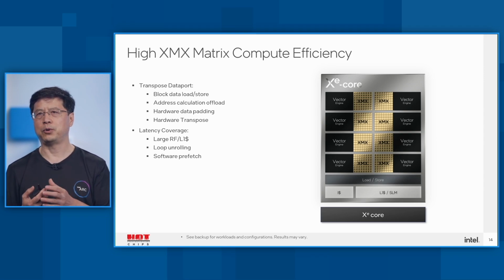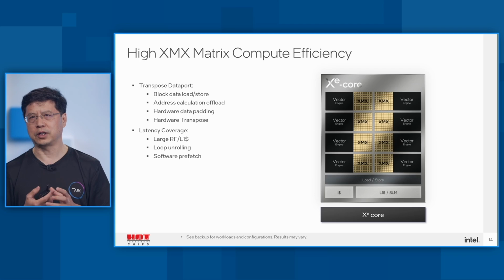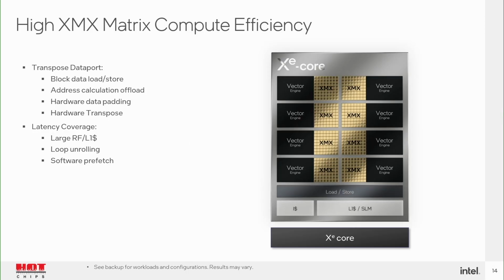The transpose data port provides block load and store capability for data operations. That includes boundary condition checks, zero padding the boundary, and also provides hardware transpose. Very important, because when we deal with matrix operations, many times you perform A and B, or A matrix, B matrix transpose, and those operations tend to require additional data operations in addition to compute. We offload both address calculation and transpose operation from the compute unit.